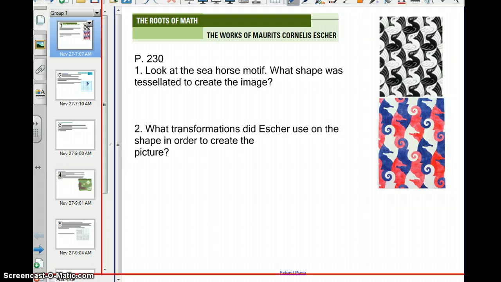Look at the seahorse motif. What shape was tessellated to create the image? Actually, what he did is he created parallelogram shapes with those designs in them and just continued to tessellate that shape. What transformations did he use? Okay, to get from there to the next seahorse, he would have had to use translations. So he slid them. He also would have had to rotate 180 degrees.